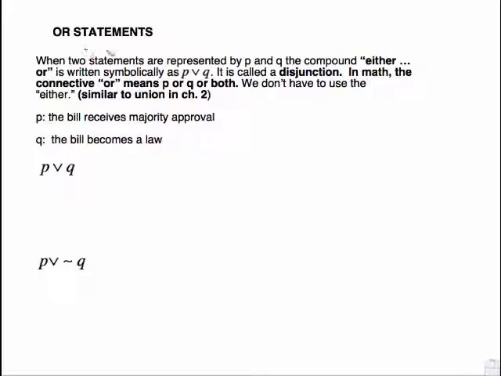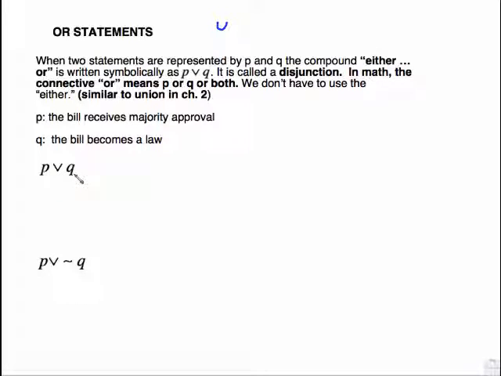Or statements. The compound either or is written symbolically as P or Q. It is called a disjunction. And the connective or means P or Q or both. And we don't have to use the either. Most times you don't see either. It is similar to union in Chapter 2. Remember, union is a U, which looks a lot like that V. So P is the bill receives majority approval. Q is the bill becomes law.